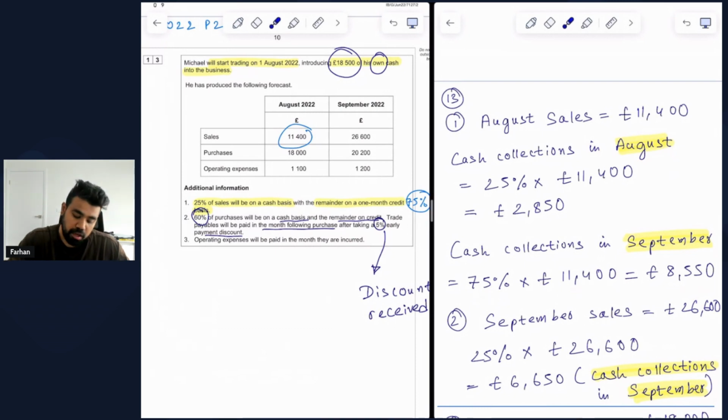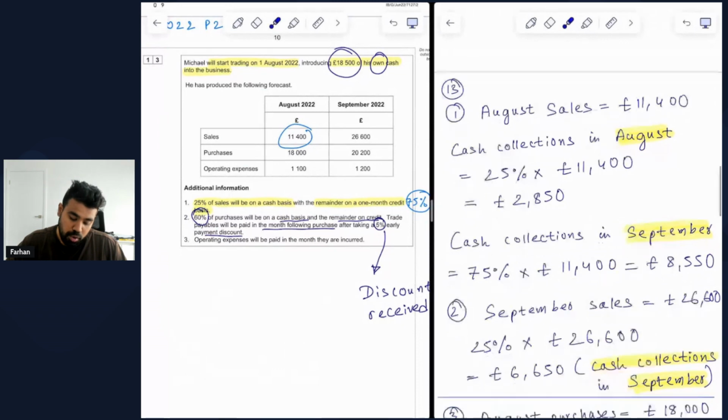First of all, we took the August sales of £11,400 that's given in the table, and we understand that 25% of this total August sales will be collected in the month of August itself. So that's what we have done first. So cash collections in August, 25% multiplied by £11,400 should give you £2,850. We now also understand that the remainder will be collected on a 1 month credit basis, which means the remainder will be collected in September, which is the next month. So cash collections in September will be 75% of whatever sales we had in total for August, which is £11,400, and that gives us £8,550 to be collected in the month of September.